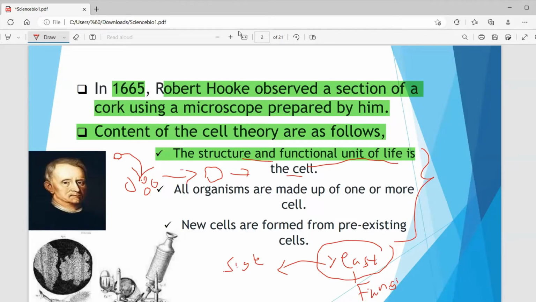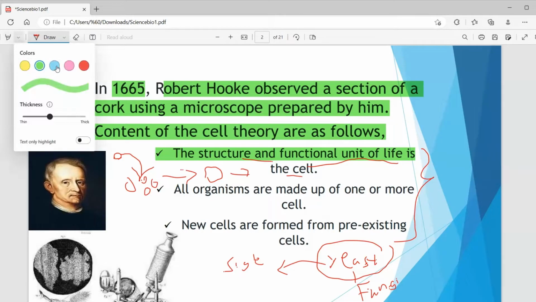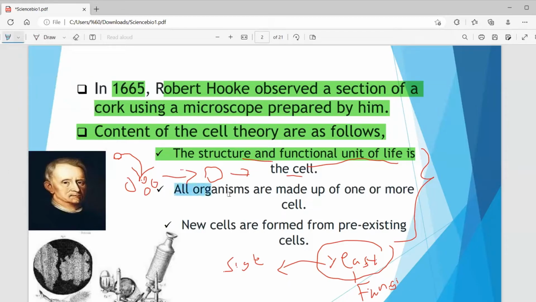So dear students, first one, you can see the structure and function unit of life is the cell. That we already know. The second one is mainly the main part: all the organisms are made up of one or more cells. I already mentioned that, because when we consider the cells, organisms are made of one or more cells.